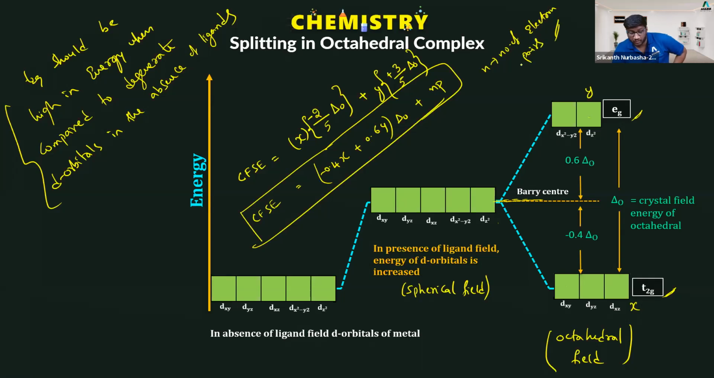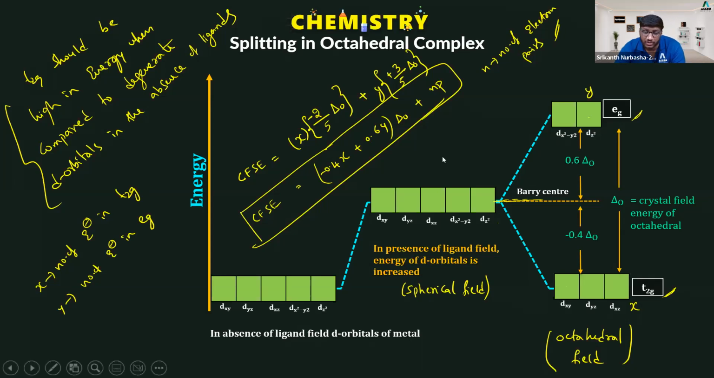CFSE is equal to minus 0.4 times X. X stands for number of electrons in T2G. Y stands for number of electrons in EG. Minus 0.4 into X plus 0.6 into Y times delta naught. What is delta naught? The total energy difference between the T2G level and the EG level, plus NP. N stands for number of electron pairs in the process of filling electrons. While you are filling electrons, you will be having some electron pairs, so that is NP. All of you note it down, students. Note it down and let me know.